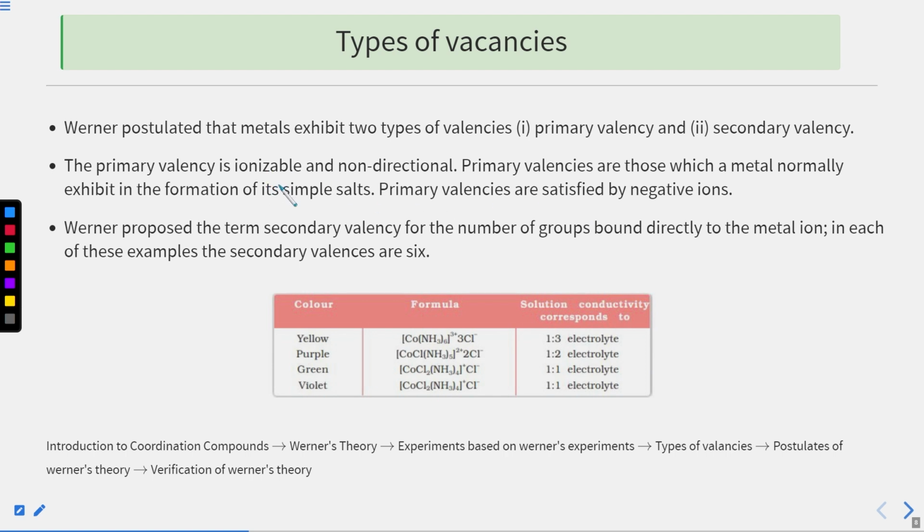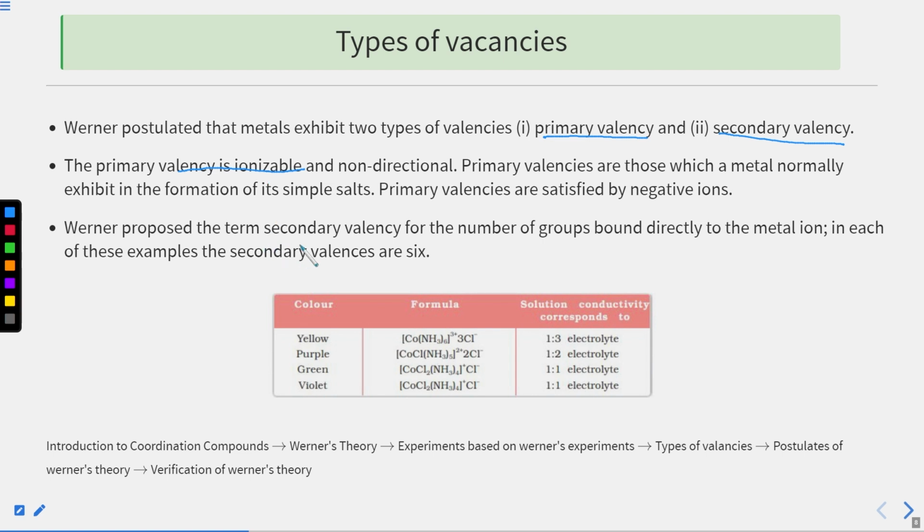For this, he said that there are two types of valency in a complex coordination compound. First is primary valency and the second is secondary valency. Now, the primary valency is ionizable. Ionizable means if you dissolve it in water, you will get the anion part separated from the cation part. So when we are treating with AgNO3, the ionizable chlorine, which can be ionized, gets attached to Ag as AgCl and is precipitated.